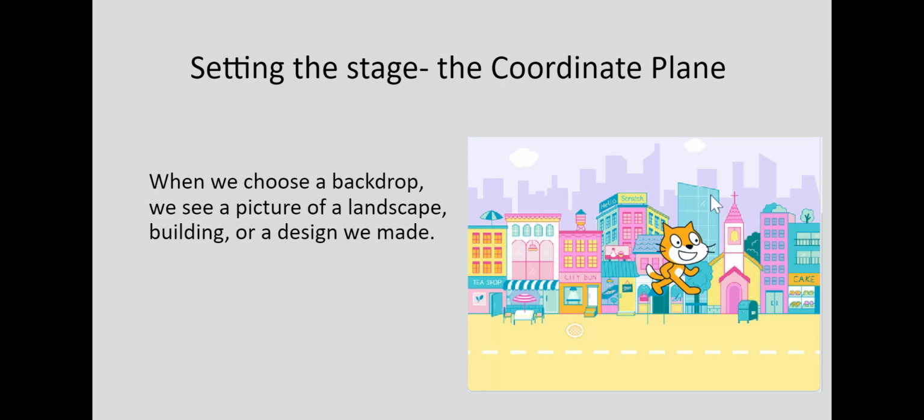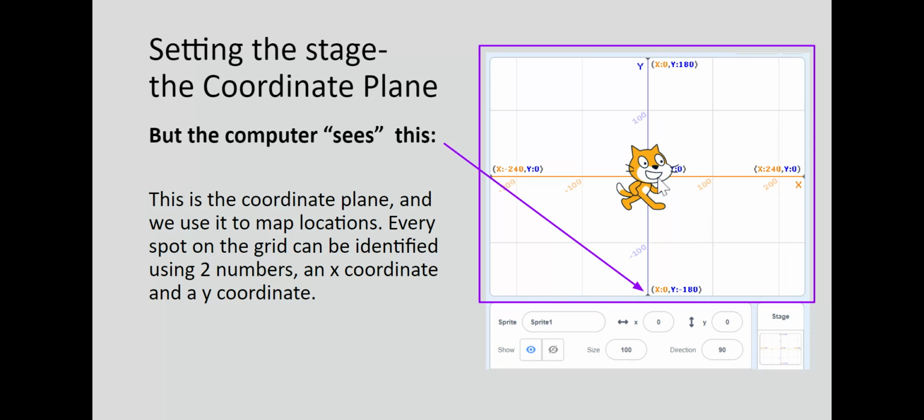So when we set a backdrop, and here's a backdrop from the backdrop library, the sprite doesn't know anything about what's on this backdrop, even though we can see there's a building and there's a road, and really the sprite should be standing on the road, not sitting in the middle of the air like this. Well, when we see this beautiful building design, the computer sees this, which is the coordinate grid.